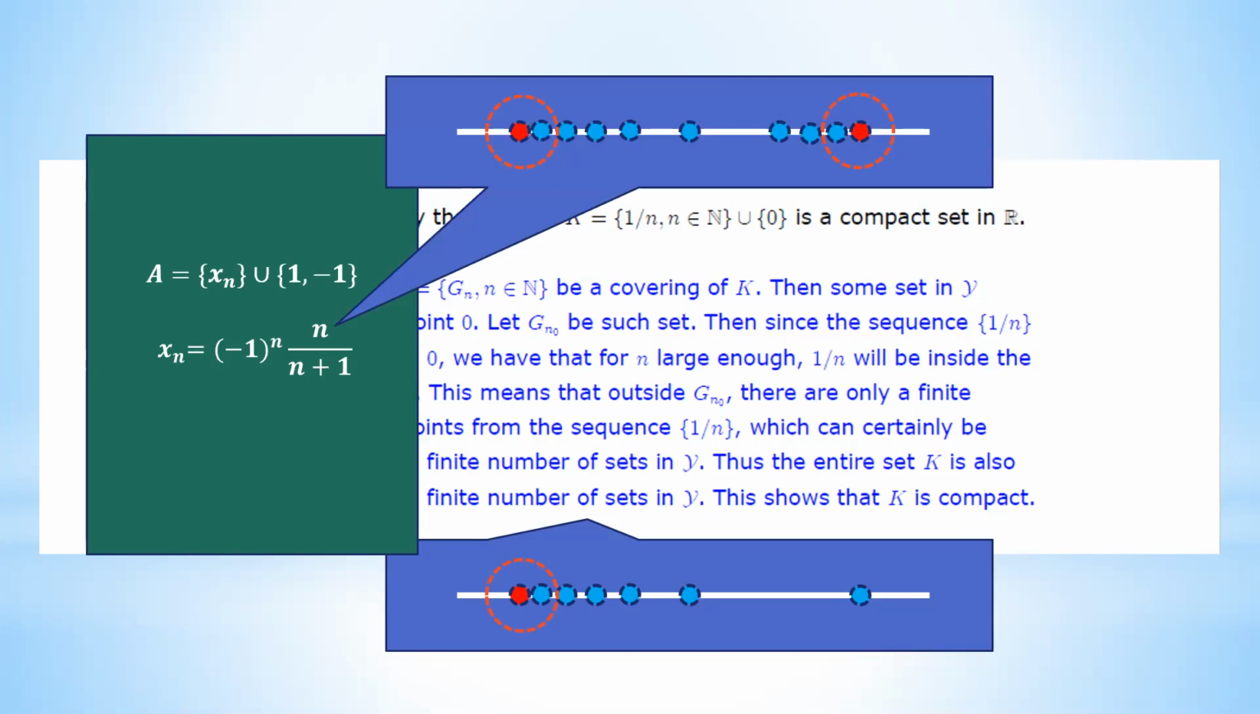So for these two cluster points, first you pick a finite covering. These two red points can be covered by two open sets in the family. Then as n gets large enough, most of the points will go into these two intervals. Outside of these two intervals, there's only a finite number of points, which can be covered by a finite number of open sets. So with the same argument, you can show that A is compact. So again, it's a very important result. You have to practice writing out how to prove it.